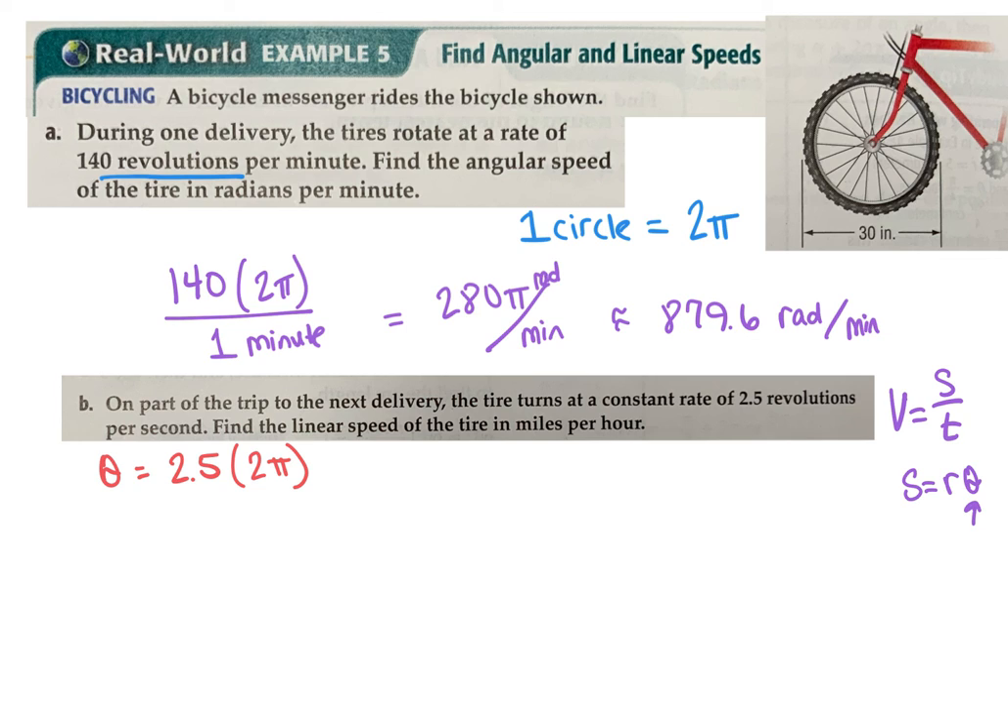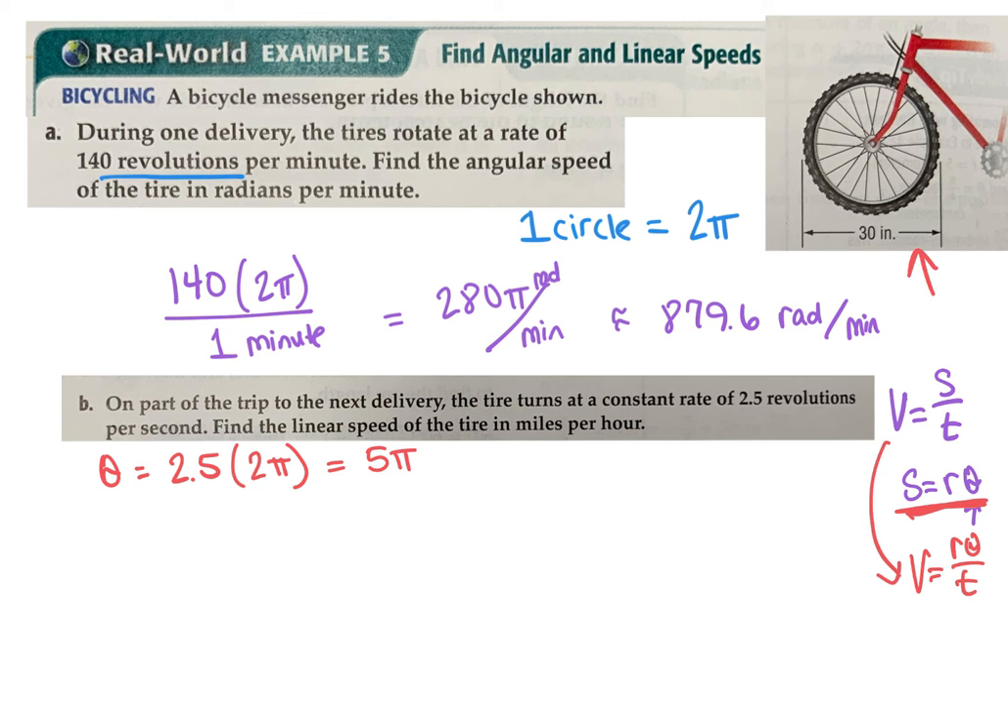So what happens there? Well, that's 5 pi, right? 2.5 times 2 pi is 5 pi. So that is my theta, of this little equation here. Remember, V can also be written R theta over T, correct? So I take my theta and I'm going to multiply it by R.